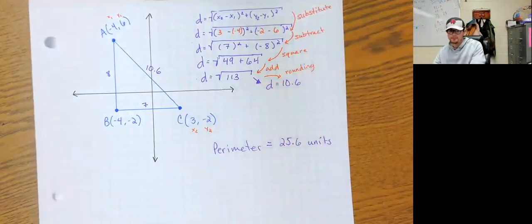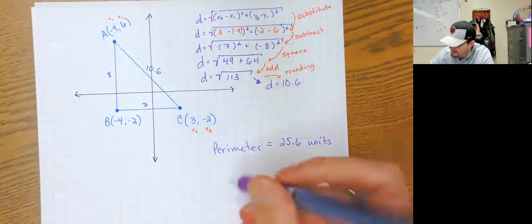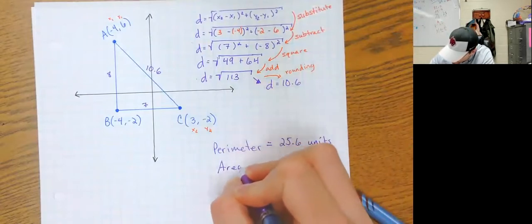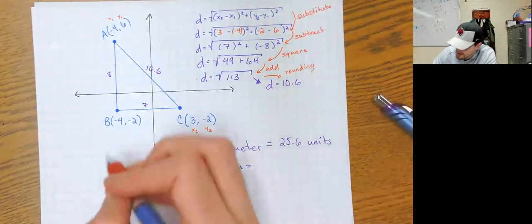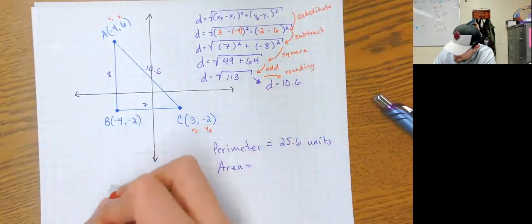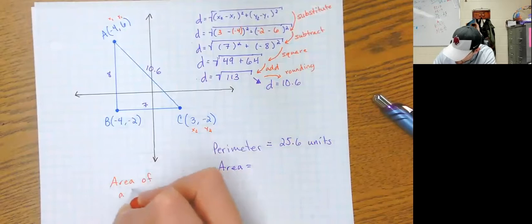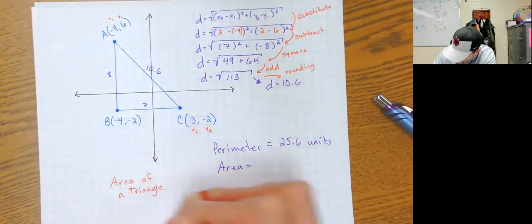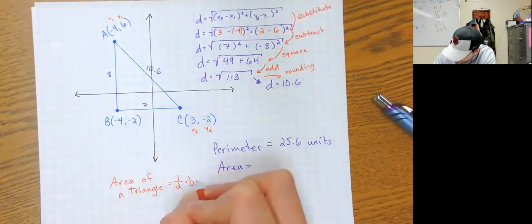All right, so this next step is to find the area. We first need to know the formula. So the formula for the area of a triangle equals 1/2 times the base times the height.